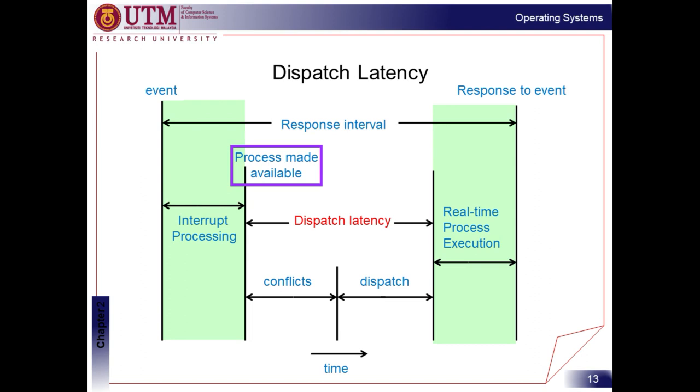Once the system has acknowledged the interrupt, it needs to find the right process or thread to handle the event. It also needs to get that process or thread ready to run. It is important to be able to find and get the right process ready quickly so that the system can respond to the event quickly.